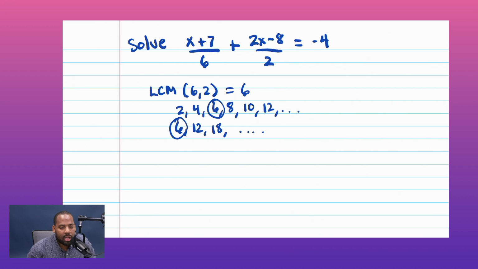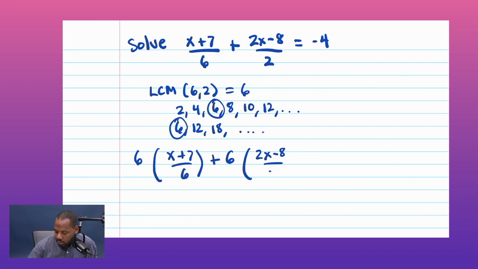So now that I have my least common multiple, I'm going to multiply all terms in this equation by 6. Notice that I have 3 terms, so each term is going to be multiplied by 6. So I'm going to say 6 times that first term, (x plus 7) over 6, plus 6 times the second term, (2x minus 8) over 2, is equal to 6 times that third term, negative 4. Everything in this problem must be multiplied by the least common multiple. And this is going to get rid of those denominators, those fractions. Notice that I'm multiplying and dividing by 6. So these divide out, and I'm left with x plus 7.